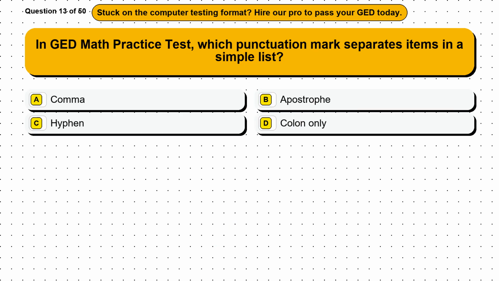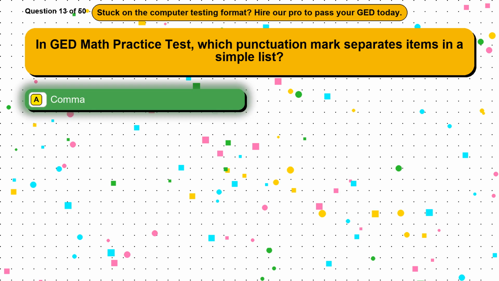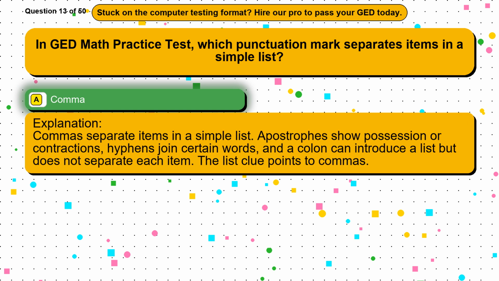Question 13. In GED Math Practice Test, which punctuation mark separates items in a simple list? Option A comma. Option B apostrophe. Option C hyphen. Option D colon only. The correct answer is option A. Comma. Commas separate items in a simple list. Apostrophes show possession or contractions, hyphens join certain words, and a colon can introduce a list but does not separate each item. The list clue points to commas.